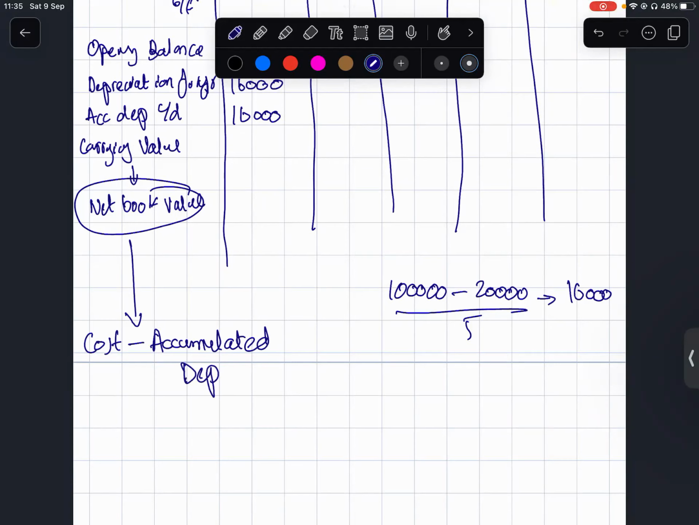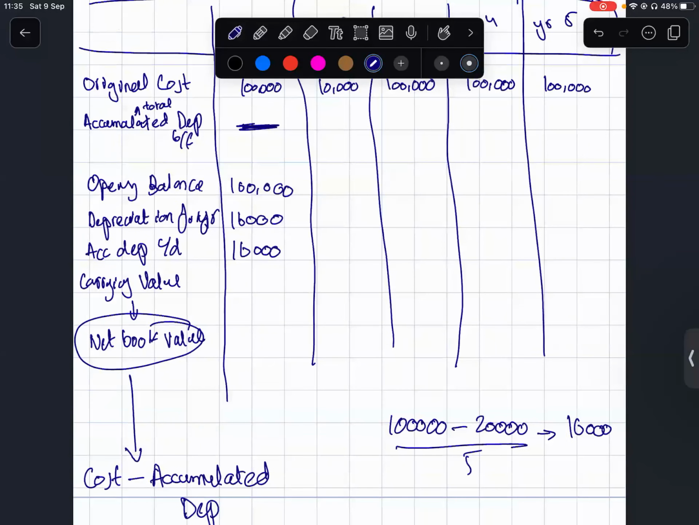When you subtract the total depreciation charged from the cost, you get the net book value. Sir, from the opening balance brought forward value, do we take the carry down value or the brought forward value? No, you will always take the carry down value. You will always consider the carry down value, the value at the end of the accounting period, the closing value.